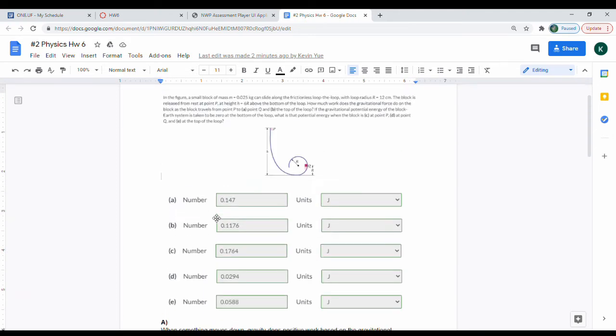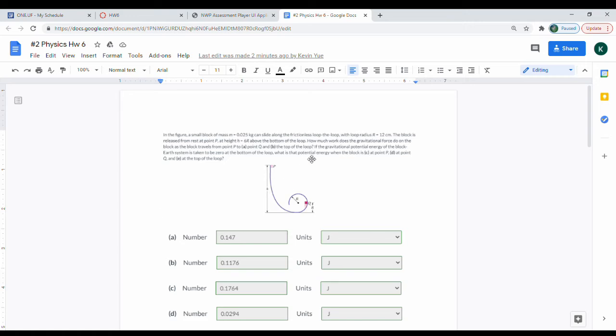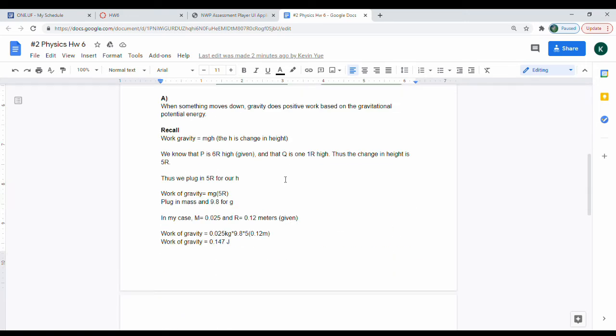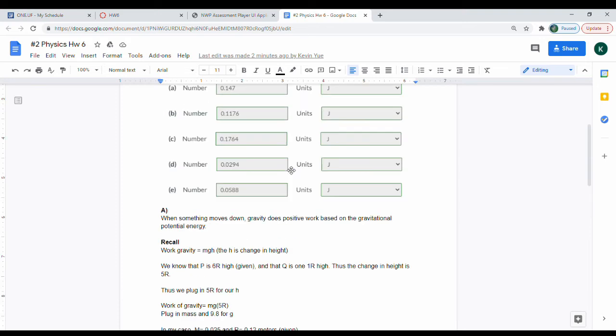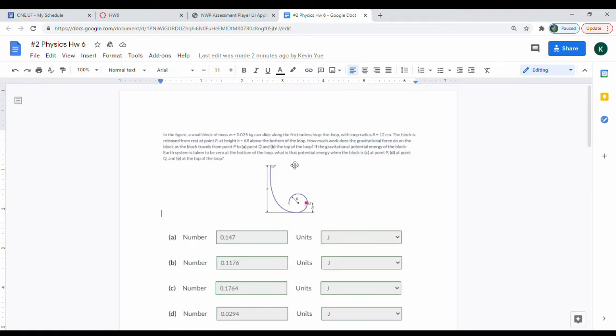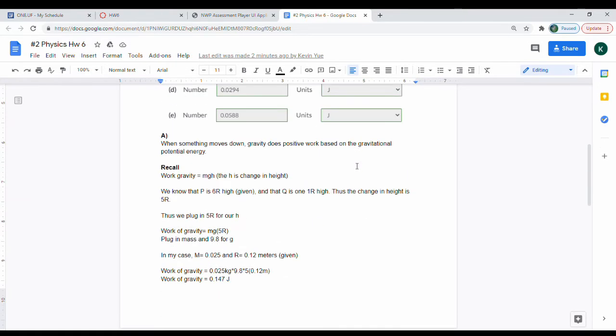So we know what P is. It's given to us. In my case, it's a 6R. And we know what Q is. In my case, it's 1R. And we know what R is. It should be given to you. In my case, it's 12 centimeters, but you need to have it in meters.